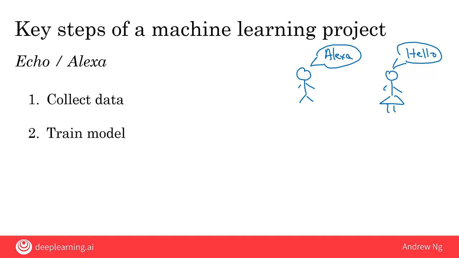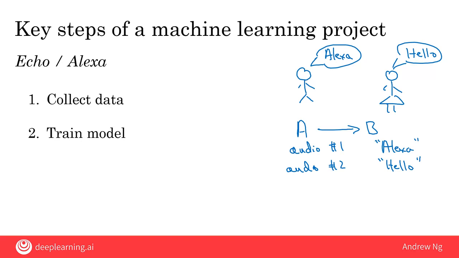And this means you would use a machine learning algorithm to learn an input to output or A to B mapping, where the input A would be an audio clip. And in the case of the first audio clip above, hopefully it will tell you that the user said Alexa. And in the case of audio clip 2, shown on the right, hopefully the system will learn to recognize that the user has said hello.